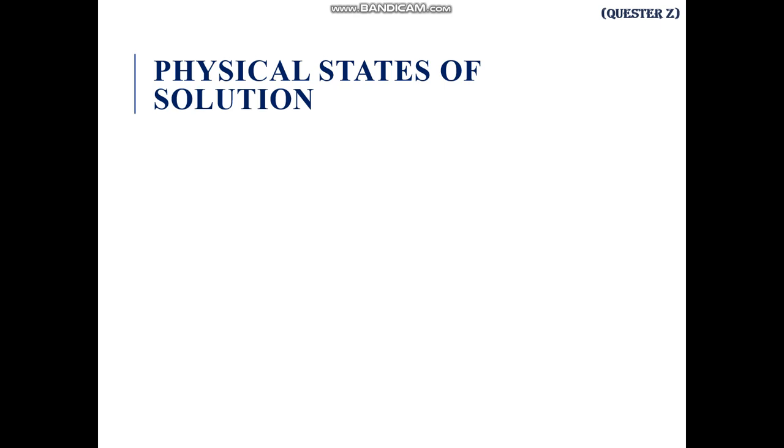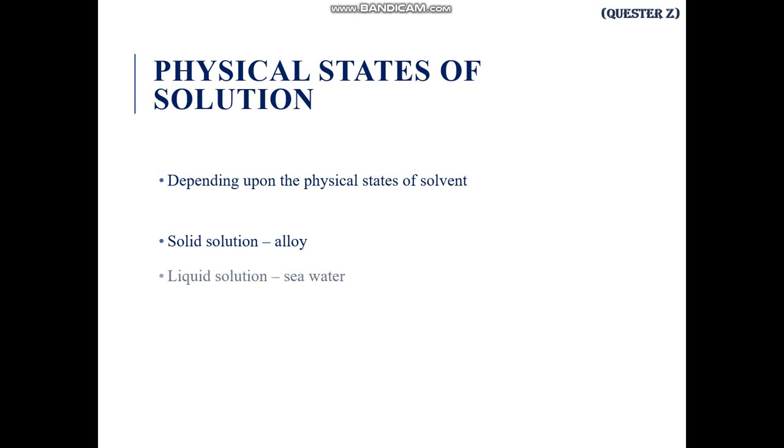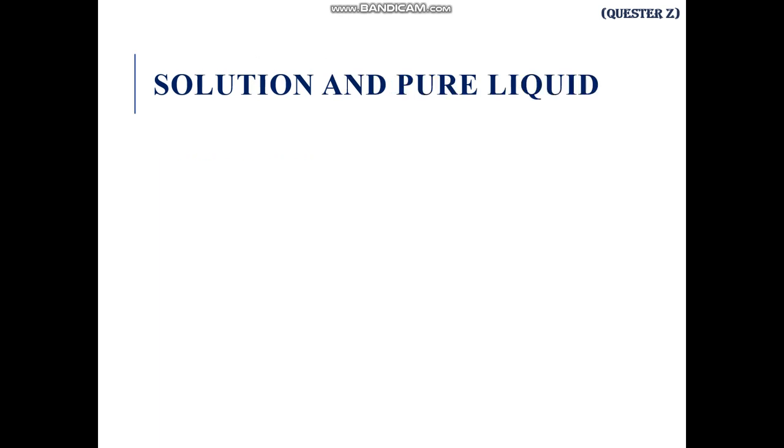As far as the physical states of solution are concerned, the physical state of a solution depends upon the physical state of the solvent. Because the solvent may be a liquid, solid or gas, the physical states of solution will be three. A solution can exist in solid state, a solid solution. An example is an alloy, the mixing of two or more metals. A liquid solution, the seawater containing salt in it. A gas solution, the air containing multiple gases in it. That is also an example of solution.